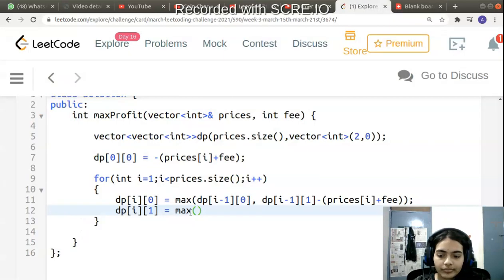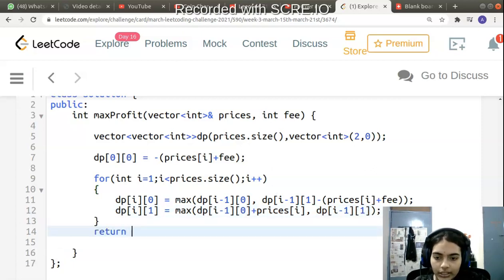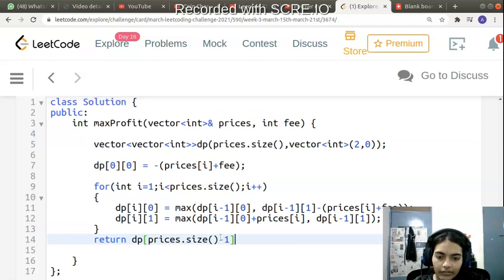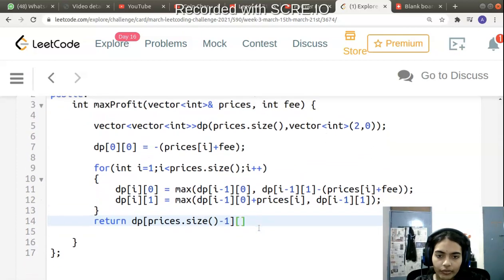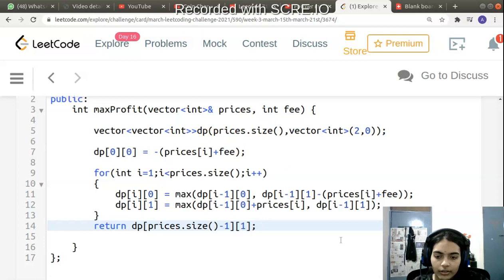So I will write that: dp of i minus 1 comma 0. And you're selling the stock, so you will earn the profit of prices of i. Or you are just looking at the row value above, dp of i minus 1 comma 1, which means you are not doing anything, you are happy with the transactions before. Finally, you can just return dp of prices.size() minus 1, the last value. Till the last day, whatever maximum profit you have won, that you will return. So this should work.